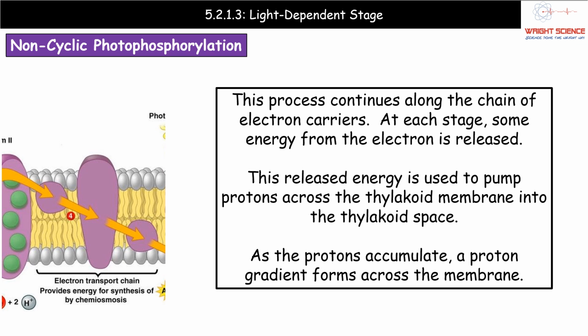Why, you might ask? What is the point of doing this other than just sharing electrons around? Well, quite simply, at each of those little stages, as we're going down the electron transport chain, some of the energy from the electron is being released. That energy is being used to pump protons across the thylakoid membrane into the thylakoid space. So as the electrons go down this electron transport chain, they're giving up some of their energy, which is then being used to pump hydrogen ions into the thylakoid space. This leads to an accumulation of hydrogen ions, and we then set up a proton gradient across the membrane because we've got a higher concentration on one side than the other.